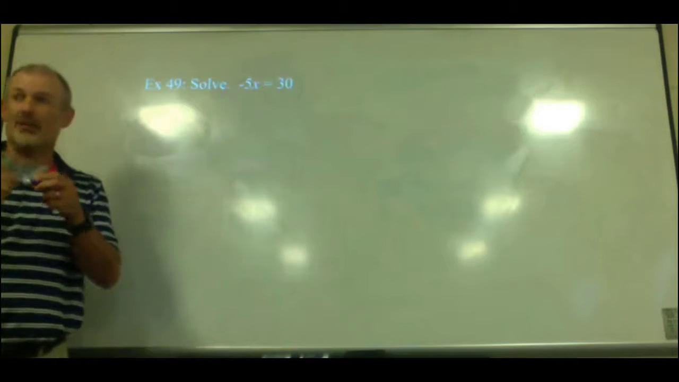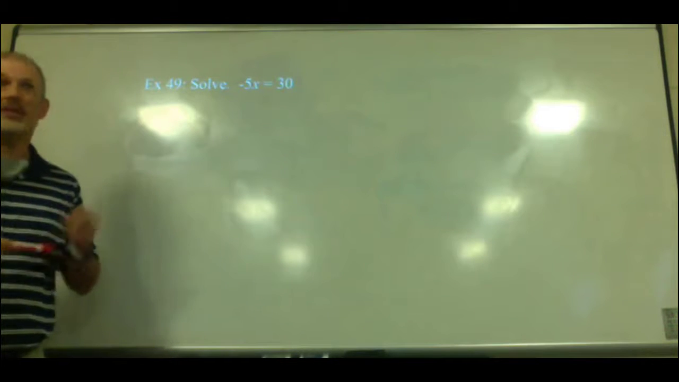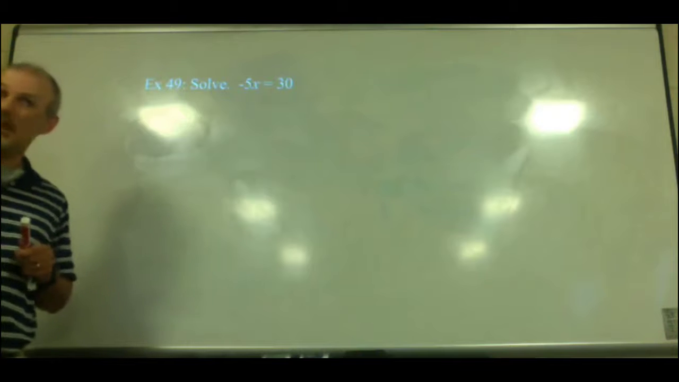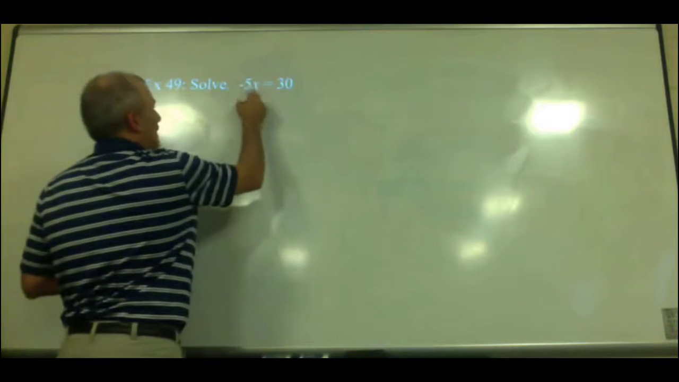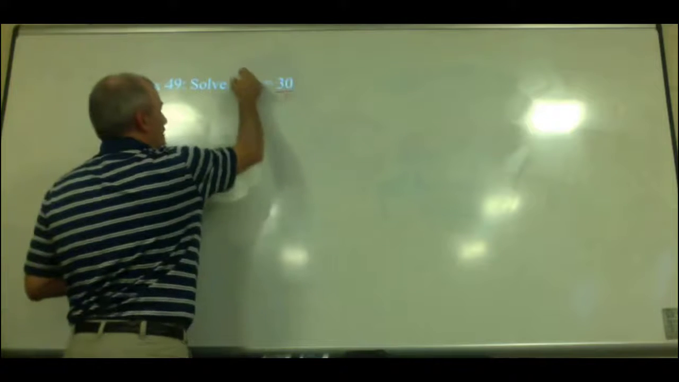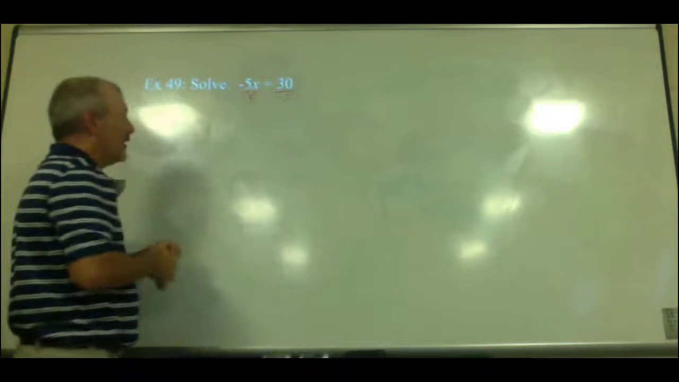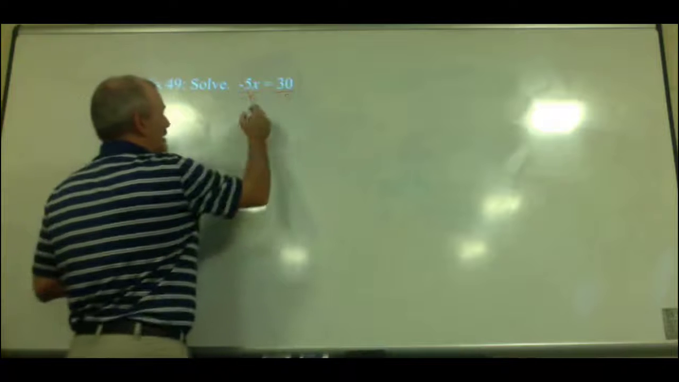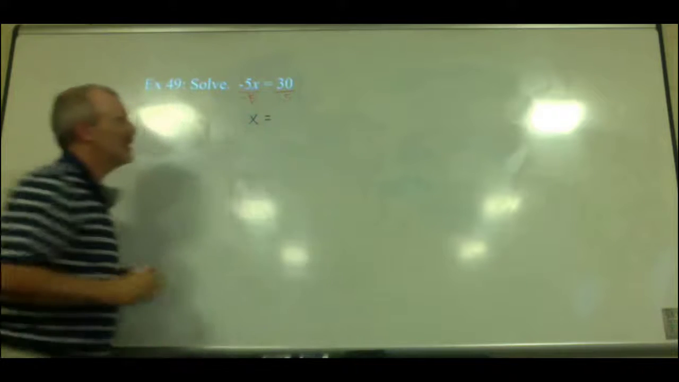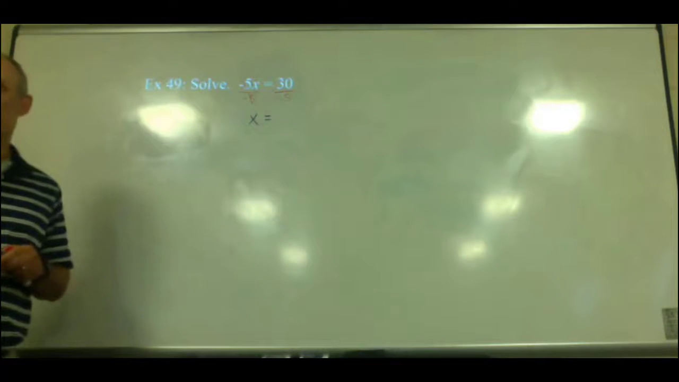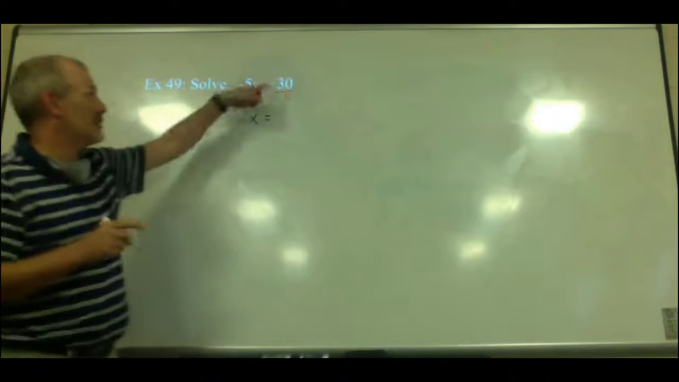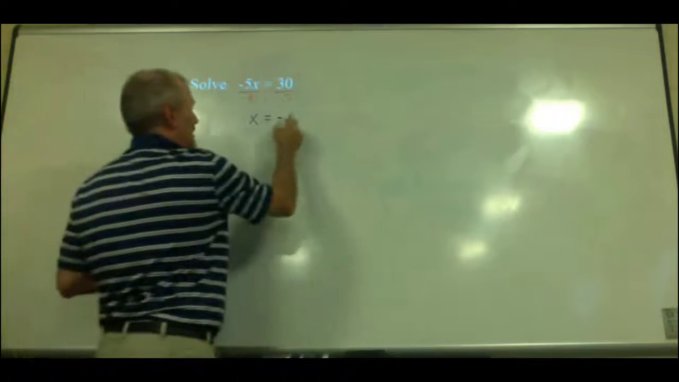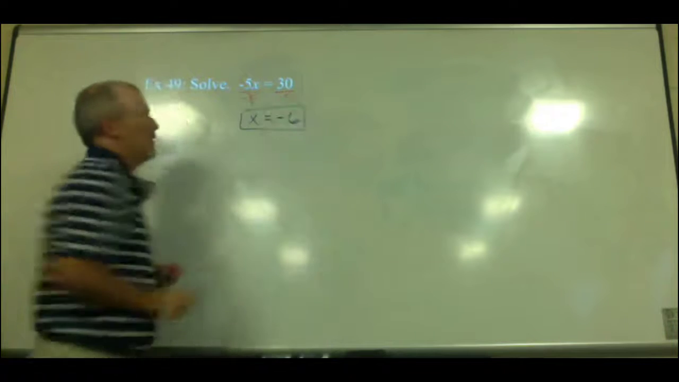So how do we get rid of that -5? Divide by -5. If you see that they are multiplying, you're going to have to divide. So divide by -5, divide by -5. This cancels out to be a 1, and x is now all by itself. And what do we get on the right-hand side? -6, right? Because a positive divided by a negative gives us -6. And that's our answer.